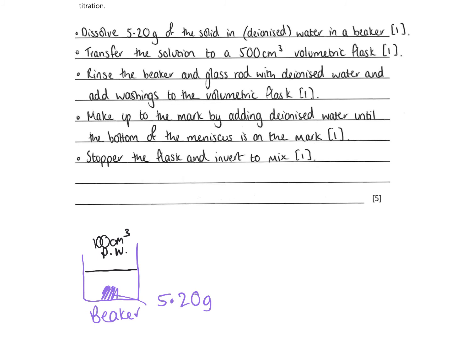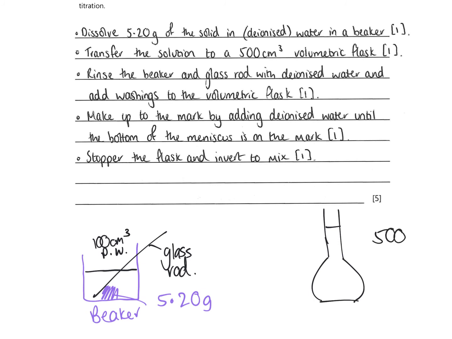But essentially, what are you going to need to do to get that to dissolve? You're going to need to stir it using a glass rod. Okay, and then what you want to do is transfer that into a volumetric flask, and we need to make up a solution that's 500 centimetres cubed, so we would use a 500 centimetres cubed volumetric flask. And we need to transfer all of this into a volumetric flask. And the easiest way to do that is through a filter funnel.